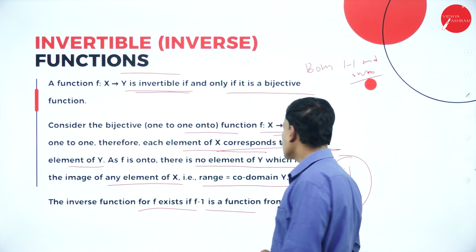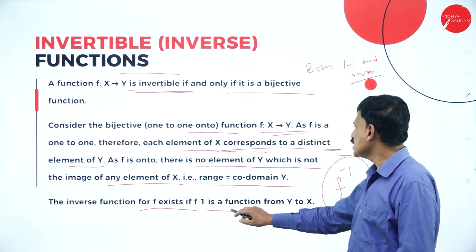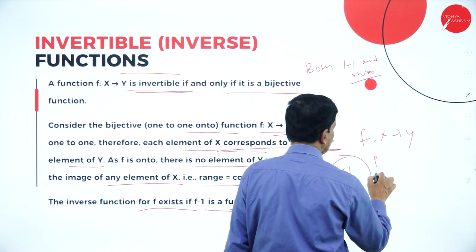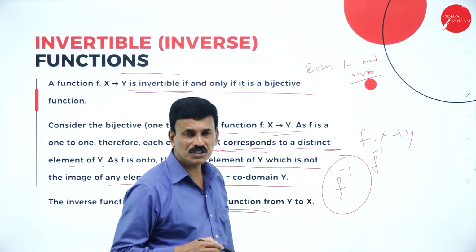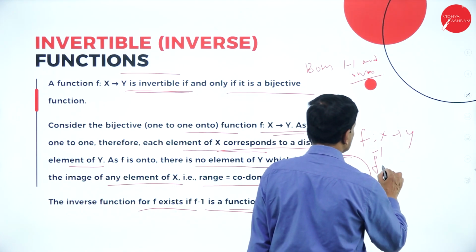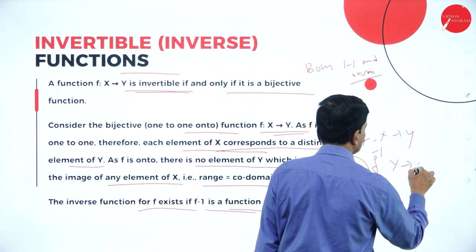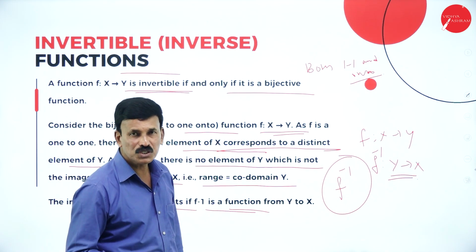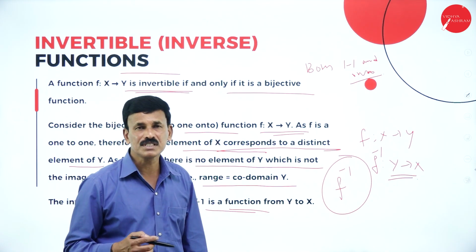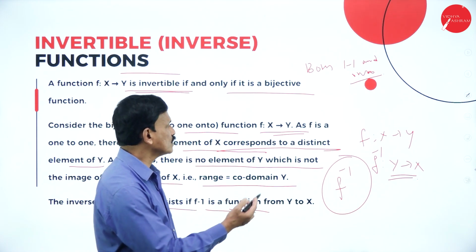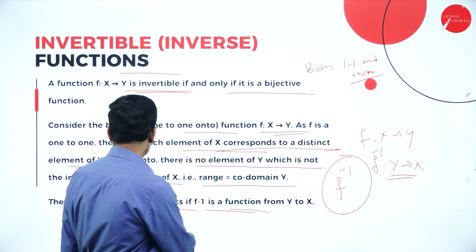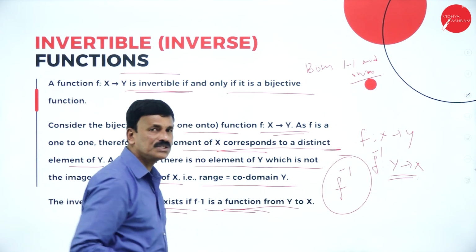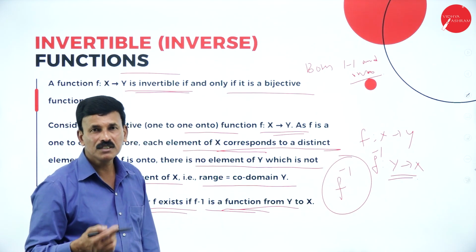This is called the representation of an inverse. F inverse is a function from Y to X. If f is a function from X to Y, and it is both 1-1 and onto, that is bijective, then the inverse exists and f inverse is from Y to X. This is called an invertible function. So the inverse of the function f, denoted f inverse, is a function from Y to X. That's it. So that is regarding invertible functions.